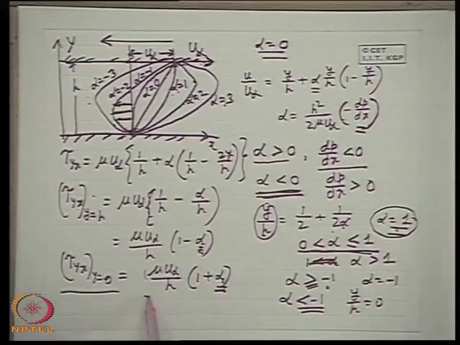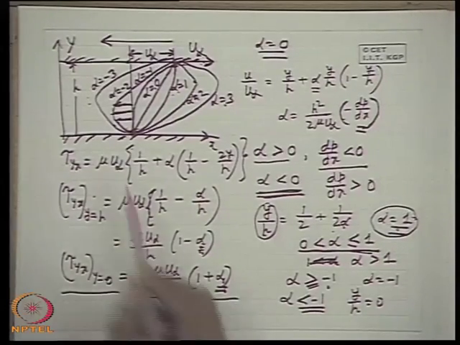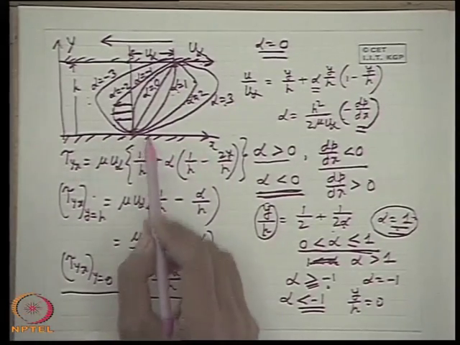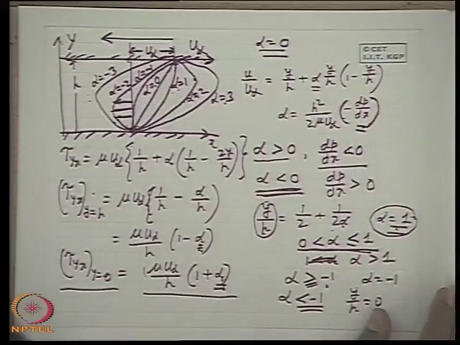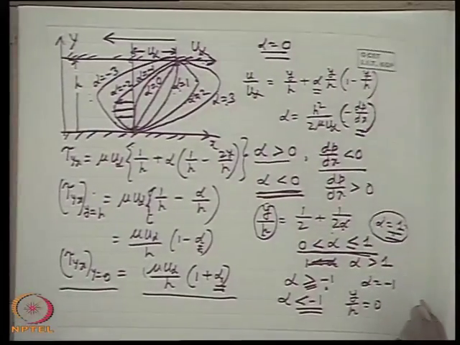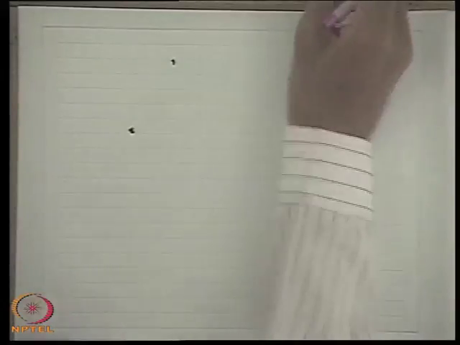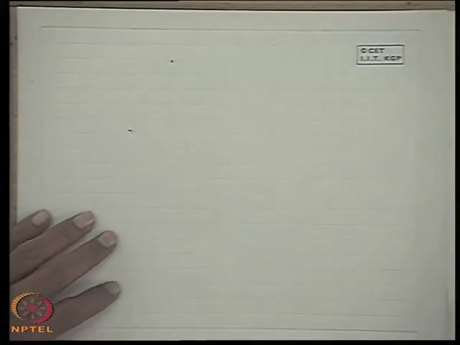So, shear stress will change its direction. This way we can find the shear stress distribution at the two plates in case of a Couette flow. Now, another interesting feature of Couette flow comes when we find the average flow velocity or the flow rate.